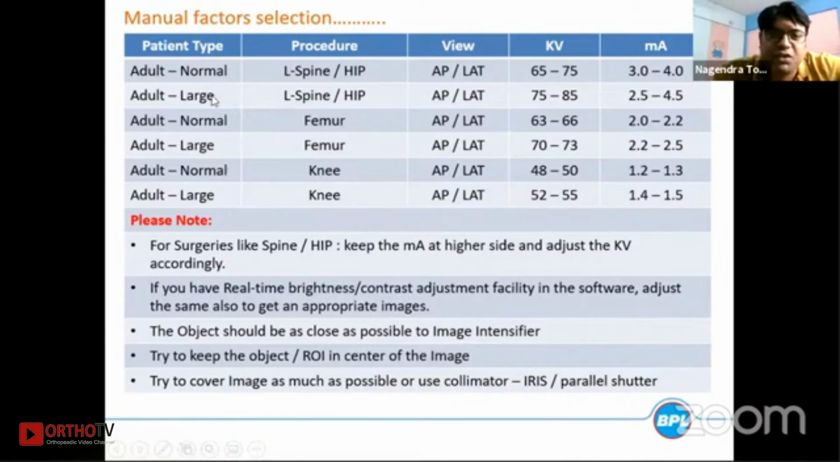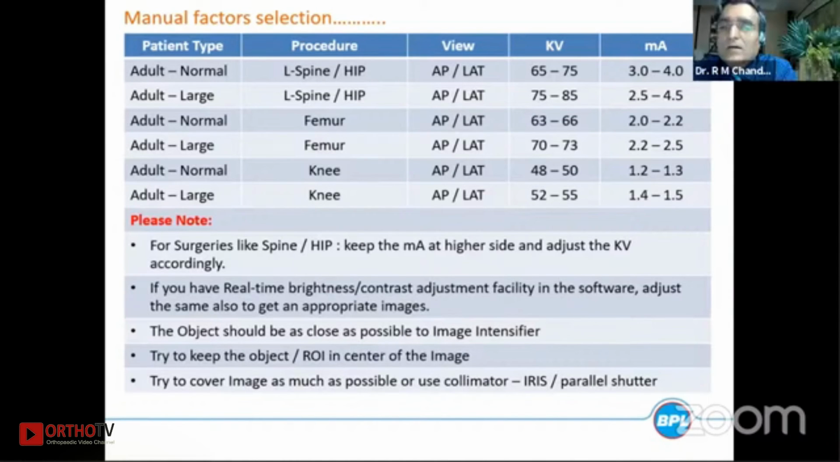KV and MA factors. If you have an adult normal or adult large patient, and you perform the lumbar spine or hip, your KV would be around 65 to 75 KV in a normal case, 75 to 80 KV in a large, obese patient, and your MA would again vary from 3 to 4.5 MA. In adult normal and large femur case, obviously you require about 63 to 65 KV, and you go up to 2 to 2.5 MA. That is sufficient.